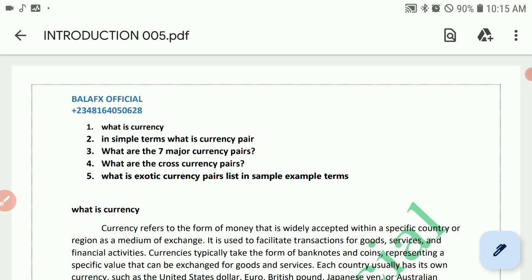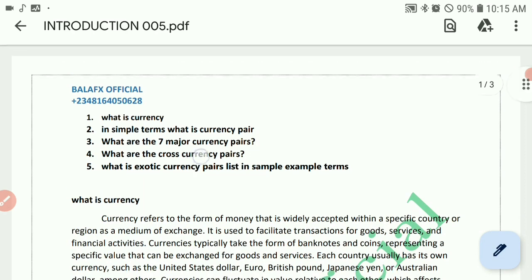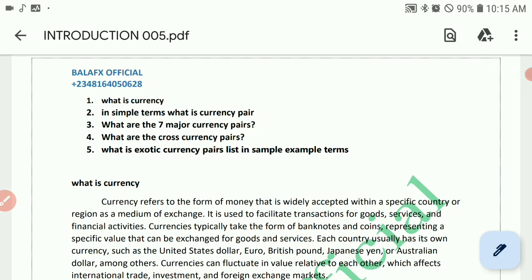Let's get started. In today's episode 5, we are going to talk about what is currency. I've talked about currency pair since the beginning of our episodes. What is forex? Forex can be referred to as a financial market institute that trades currency, buy and sell. So today I'm going to talk about: one, what is currency; two, in simple terms, what is a currency pair; three, what are the 7 major currency pairs you should trade; what are the cross currency pairs; and what is an exotic currency pair that you should not trade. So without wasting much time, let's get started.